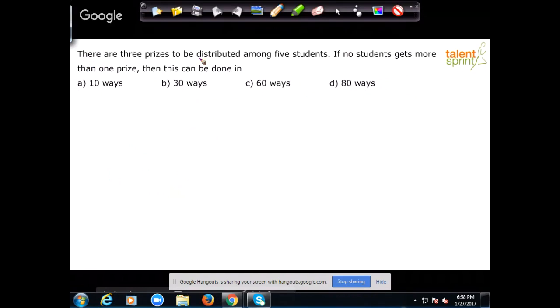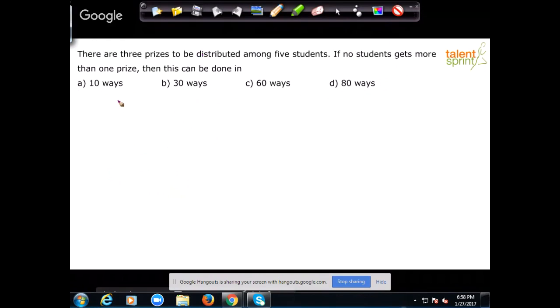See, it says there are 3 prizes to be distributed among 5 students. If no student gets more than 1 prize, then this can be done in how many ways? There is no student who would get more than 1 prize. So if a student has got 1 prize, he will not be entitled to get any more. So in how many ways can this be done?